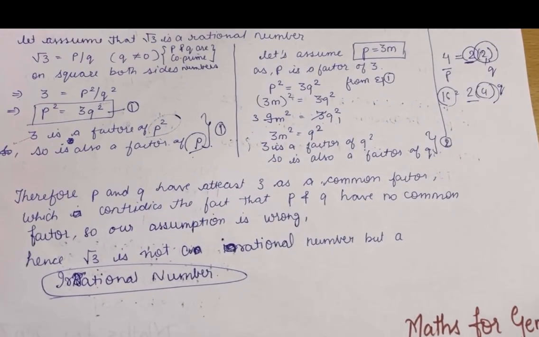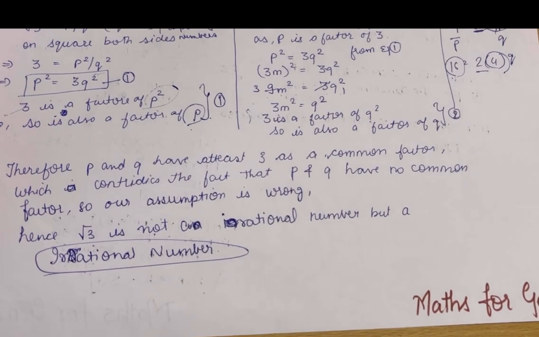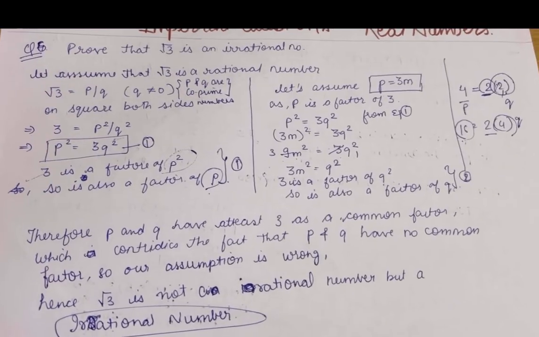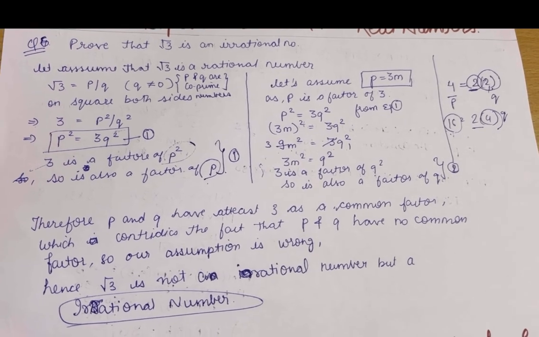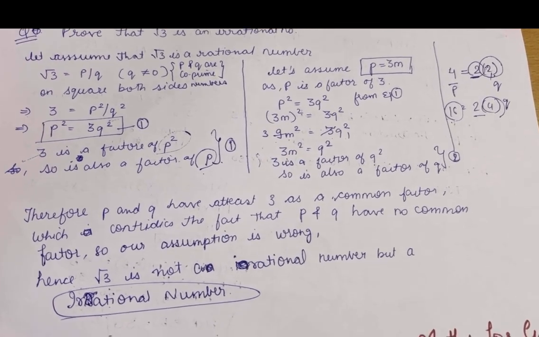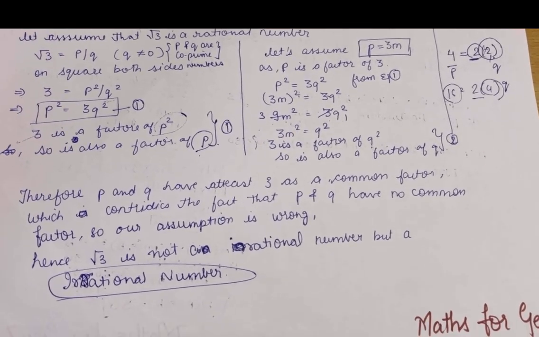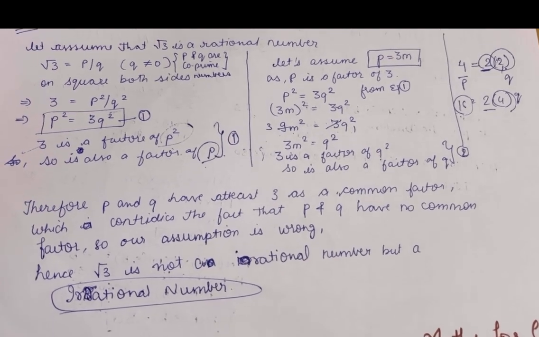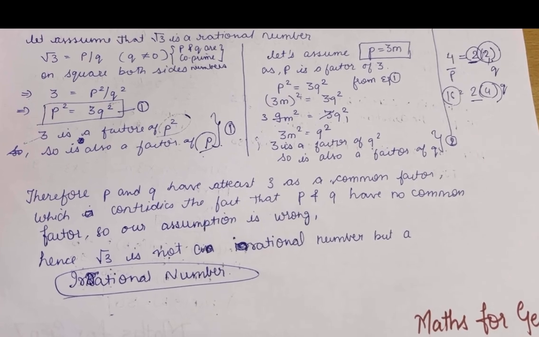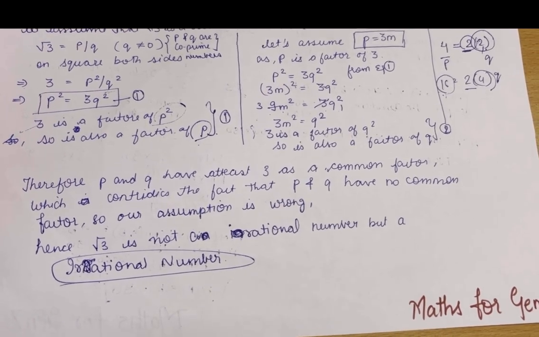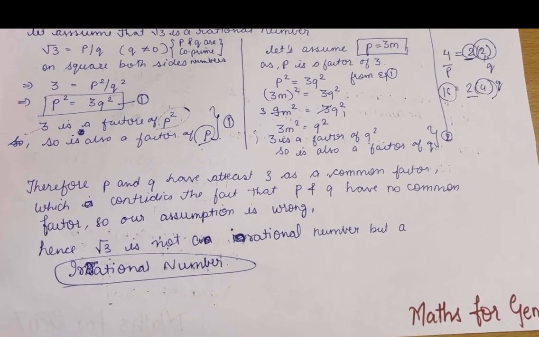I hope you got this question. And in place of root 3, we can also see questions that prove root 2 as an irrational number, and at the same time root 5 as an irrational number, and that could also be solved with the same methodology. If you want a video on that also, you can comment and we'll surely prepare a video for that as well.